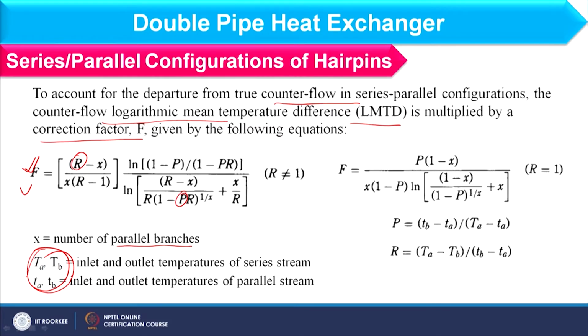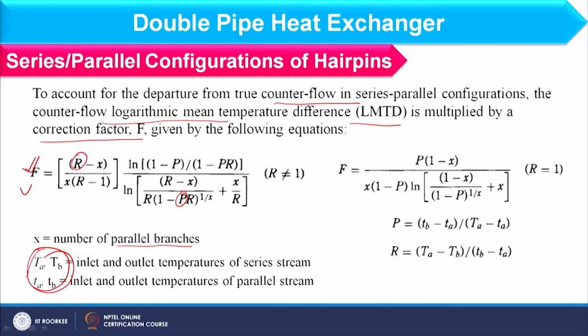Okay. When I am saying the parallel configuration, what is the meaning of that? Parallel configuration means parallel in terms of whatever is flowing in tubes or whatever is flowing inside the tube. In annular side, flow will remain in series. Okay. So, parallel or series will depend on how the fluid is moving in inner side of the exchanger or inner pipe of the exchanger.